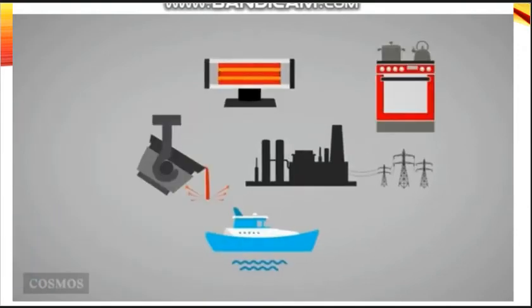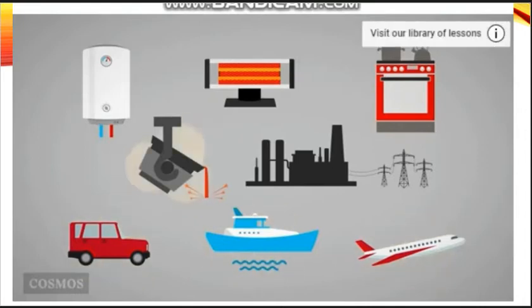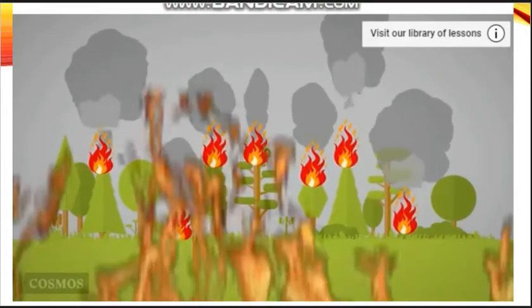Combustion reactions are incredibly important for the way we live. We use them to keep warm, to heat water, to cook, to move cars, ships and planes, for manufacturing and to produce electricity. But they're not always helpful, and they can get out of control.